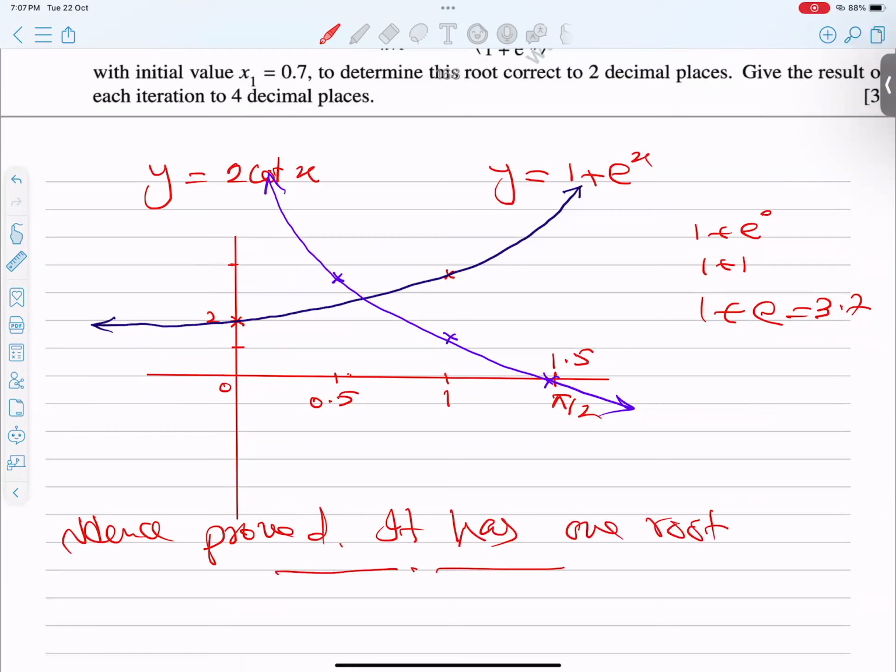Part number 2, he says verify by calculation that the root lies between 0.5 and 1. So what I will do, we have 2 options: either bring this on the left hand side or bring this on the right hand side. Both are okay. So I'm writing it now here. I have 2 cot x equals 1 plus e to power cos.